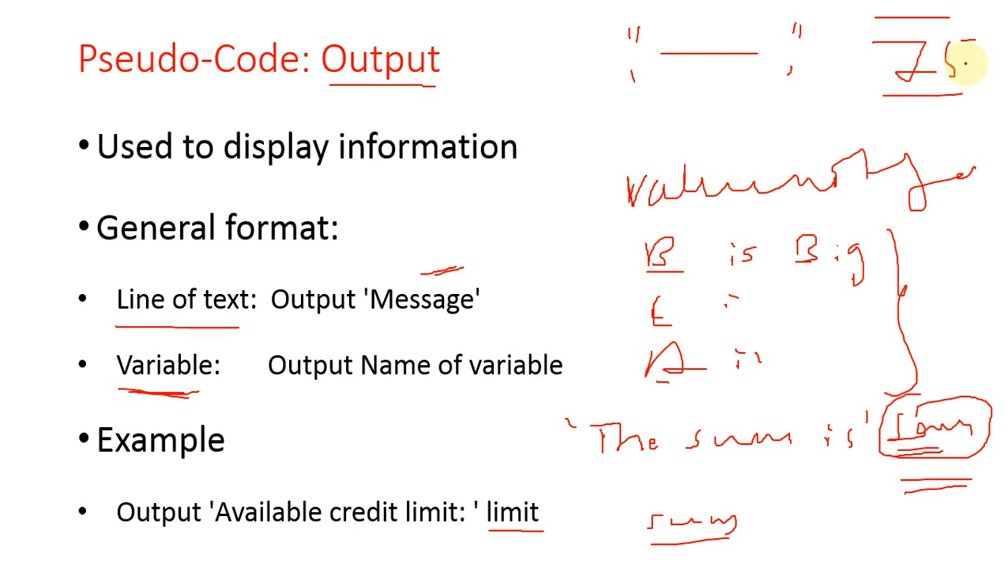So if you prefix or join the text to the variable, like limit or whatever it may be, or the variable's value, then it will be easily known to the user or the programmer. In order to display or output things, there are two formats. A line of text can be displayed or printed as output. A variable can be displayed as well, meaning the values of the variables.